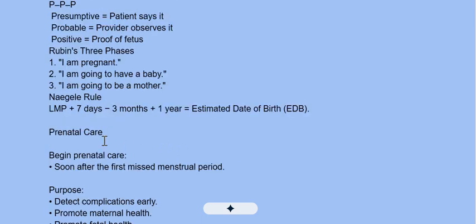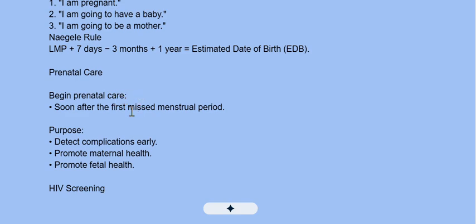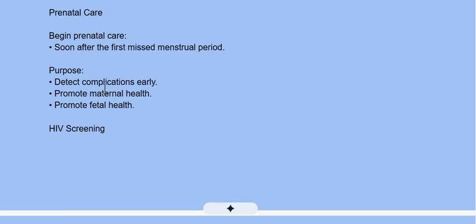Naegeli rule. LMP plus 7 days minus 3 months plus 1 year equals estimated date of birth, EDB. Prenatal care. Begin prenatal care soon after the first missed menstrual period. Purpose: detect complications early, promote maternal health, promote fetal health.